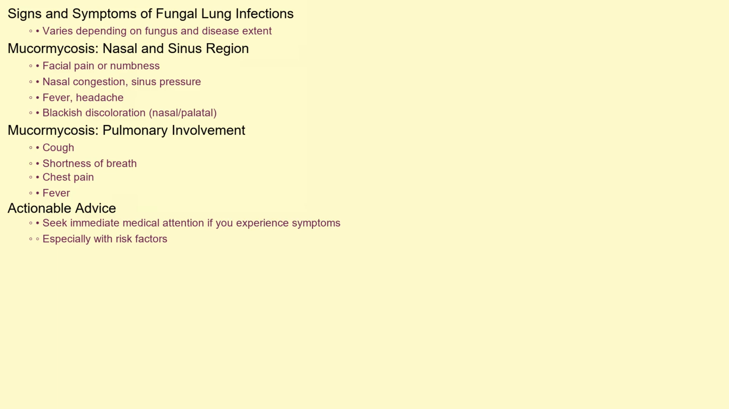What are the telltale signs and symptoms? The presentation of fungal lung infections can vary depending on the specific fungus involved and the extent of the disease. In the case of mucormycosis affecting nasal and sinus regions, common symptoms include facial pain or numbness, nasal congestion, sinus pressure, fever, headache, and a blackish discoloration of the nasal or palatal tissue. Pulmonary involvement may manifest as cough, shortness of breath, chest pain, and fever. It is crucial to seek medical attention immediately if you experience these symptoms, especially if you have any of the risk factors we discussed earlier.